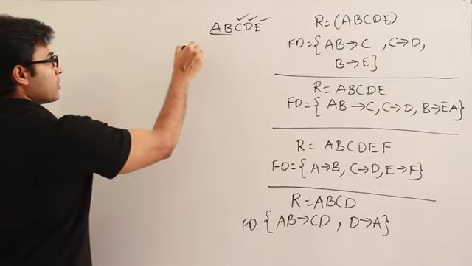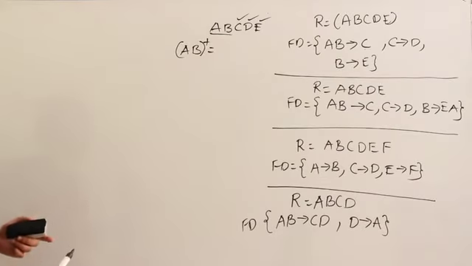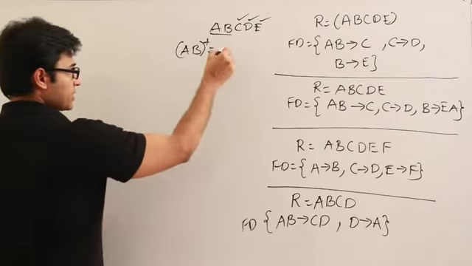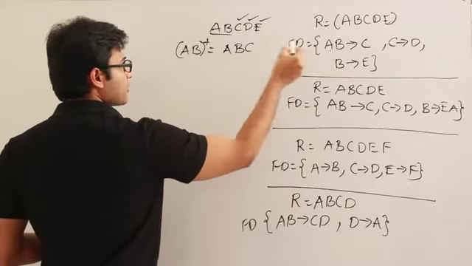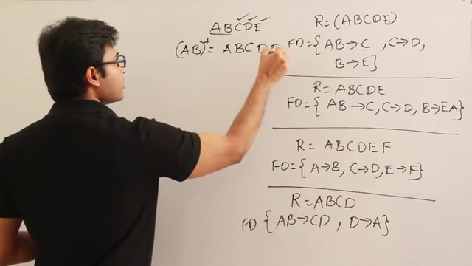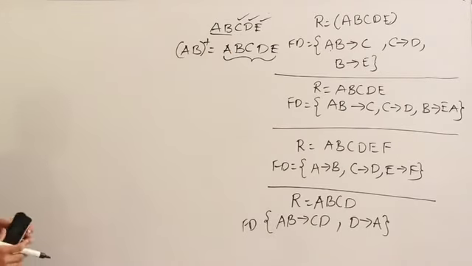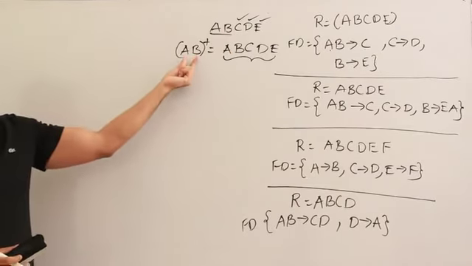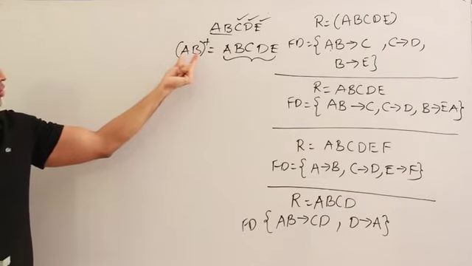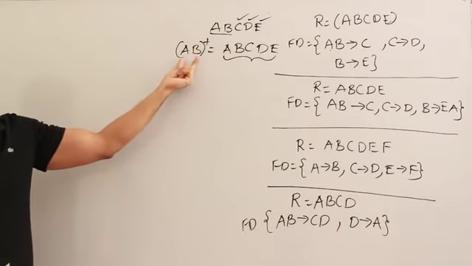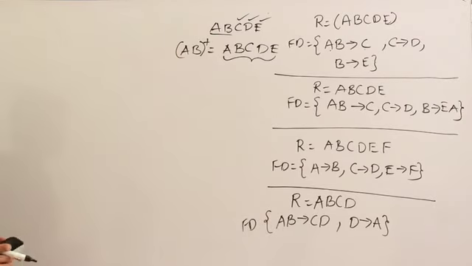So let me find out AB plus, to see if this is going to be the key. In case it is a key, that will be the only candidate key. What will be AB plus? I'll get AB. Because of AB I get C, because of C I get D, and because of B I get E. So all are present, right? Therefore AB is the candidate key, and we know that AB has to be present. That is the minimal thing that has to be present in any candidate key, and moreover it is a key, so it is a minimal key, right? So minimal key is nothing but candidate key. It has only one key.